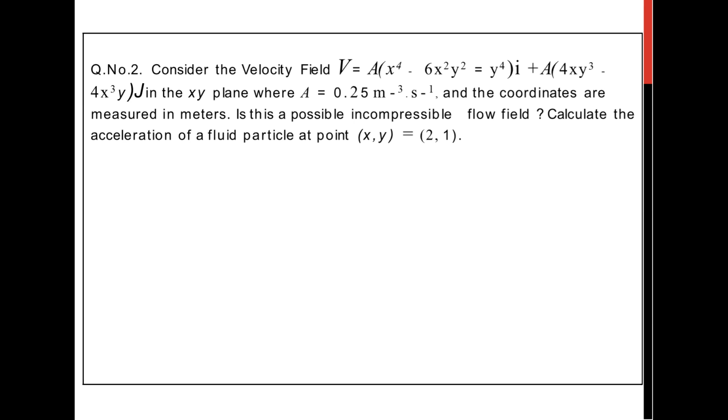To find the possibility of an incompressible flow field, we know the formula of incompressible flow. From that formula we can check whether this is possible or not. And we also have to calculate the acceleration of a fluid particle at the point x comma y equal to 2 comma 1. We know the formula of acceleration.